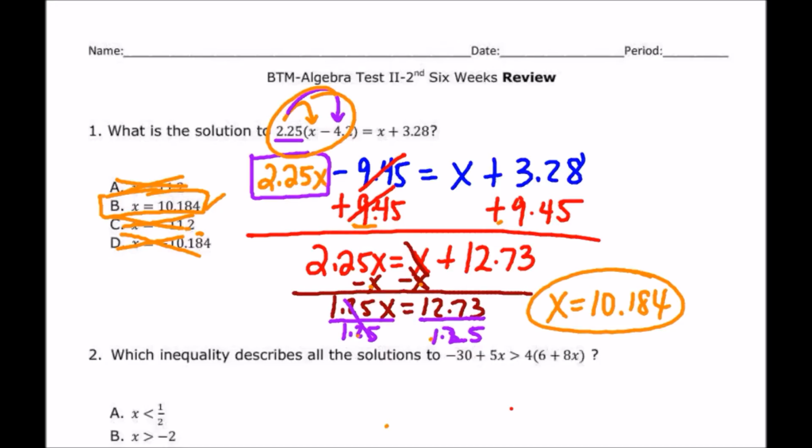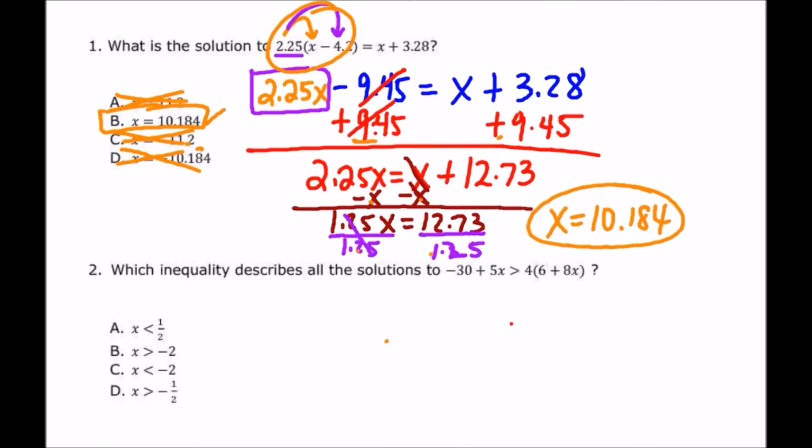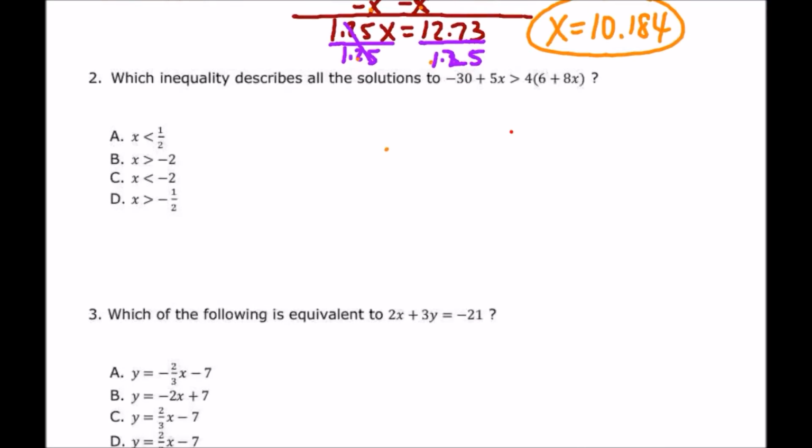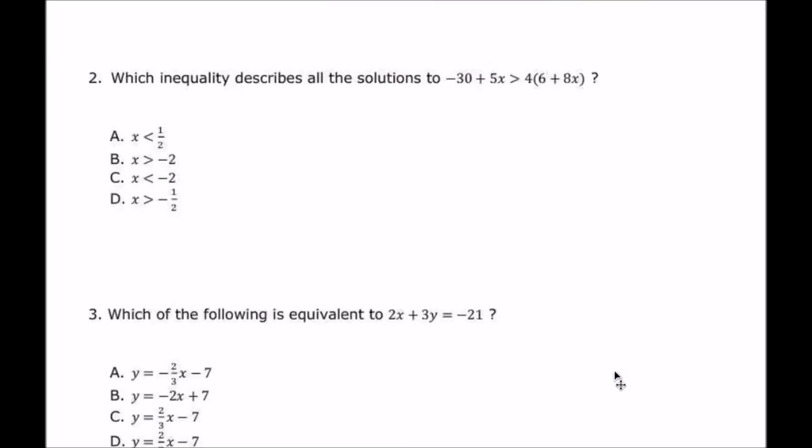Remember, if you had any trouble, go back and rewind it. Go into number 2. It says, which inequality describes all the solutions to negative 30 plus 5x is greater than 4 times 6 plus 8x. So what I'm going to do here, let's go ahead and clear everything out. That way we don't have anything confusing us. So here we go. Let's get started.